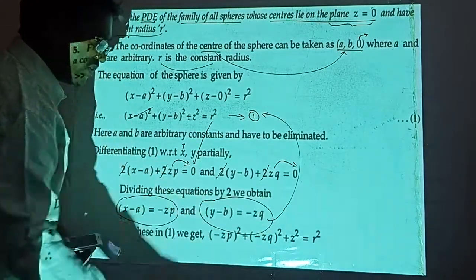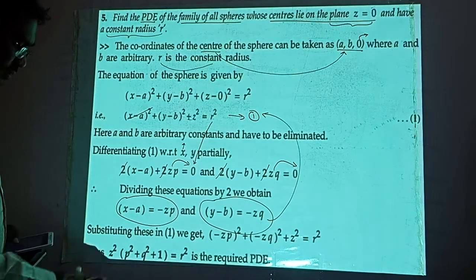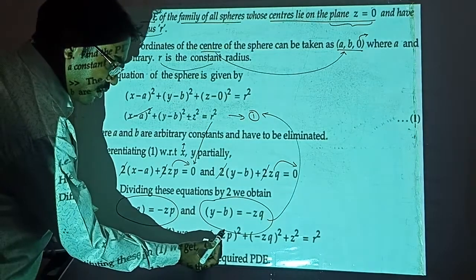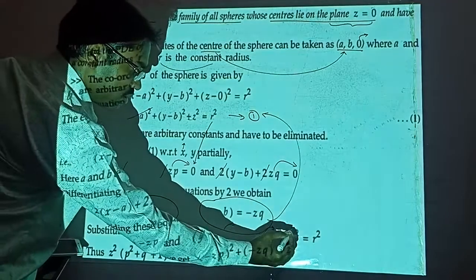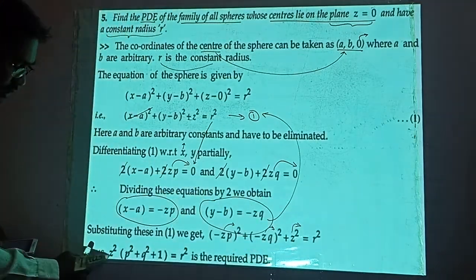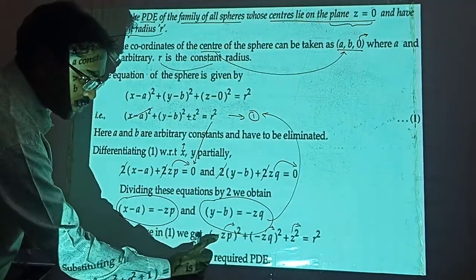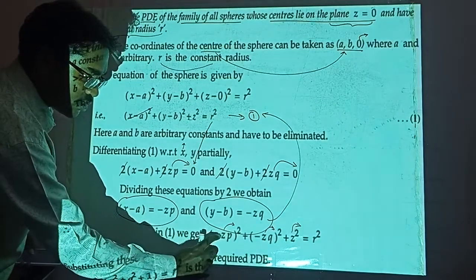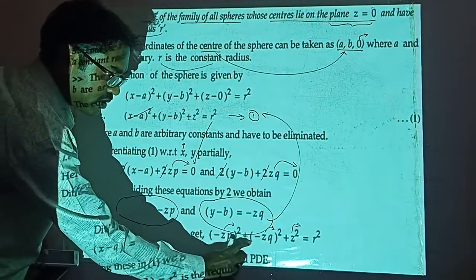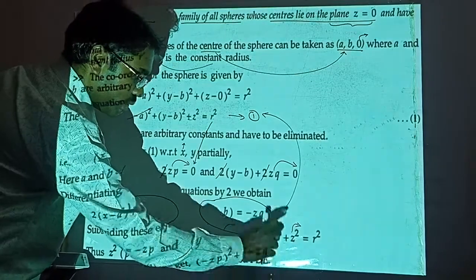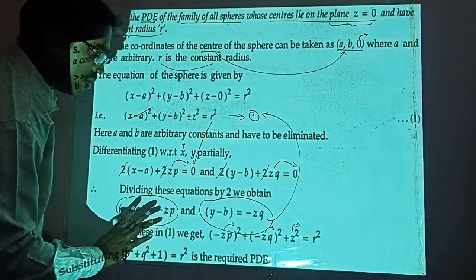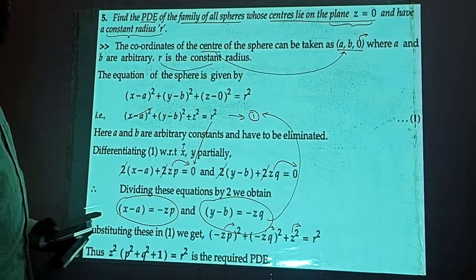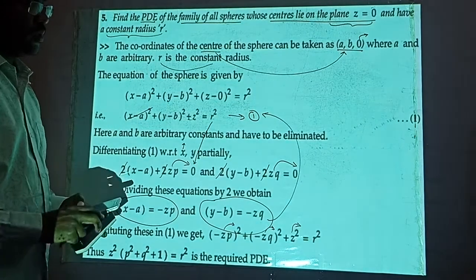Let us further simplify this. Z square is common. If you take z square outside, what remains? P square, minus becomes plus because of the square, p square plus q square plus 1. So z square (p square plus q square plus 1) is equal to r square, which is the required PDE. So we have solved this problem.